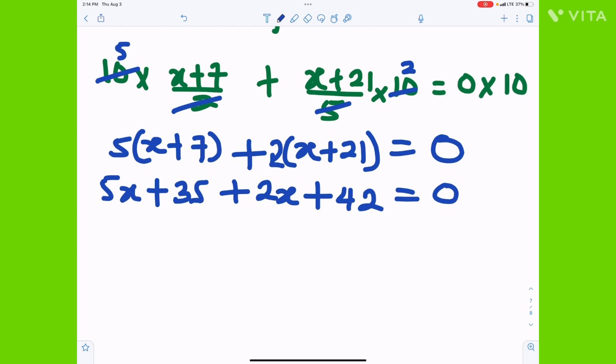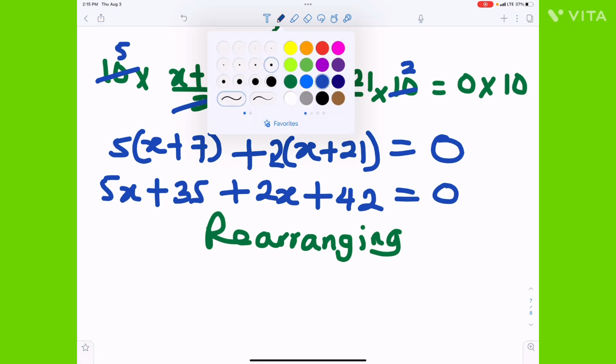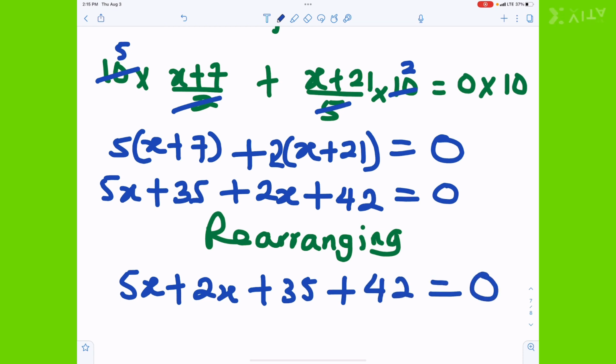Take note, nothing is crossing the equality sign here. I'm only rearranging. What do I get when I rearrange? I can rearrange this equation, put the x together. 5x plus 2x plus 35 plus what? 42 is equal to 0. 5x plus 2x is 7x. 35 plus 42 is what? 77 is equal to 0.